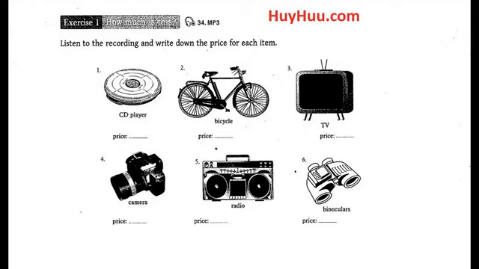1. How much is this CD player? It's £120. 2. How much does this bicycle cost? It's £90. 3. How much does this cost? The TV set? It's £269. 4. How much is the camera? It's £199. 5. How much does this radio cost? It's only £49. 6. How much do the binoculars cost? £69.